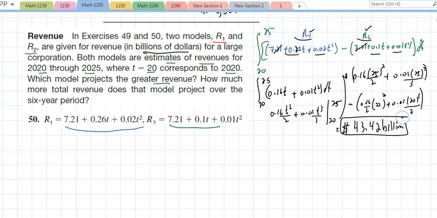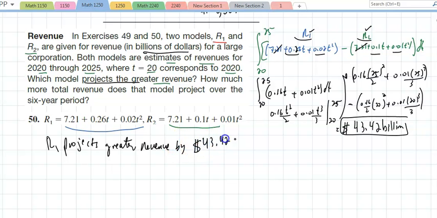So my answer will be R1 is greater. R1 projects a greater revenue by how much? By $43.42 billion. So a massive difference.